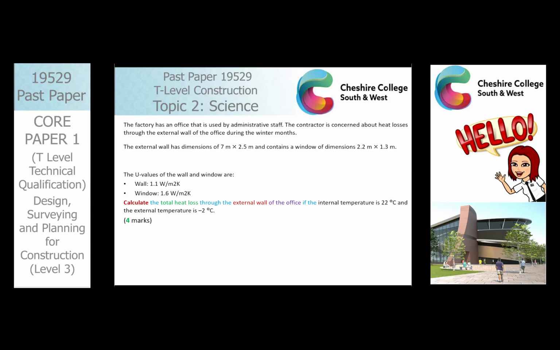Hi there. Looking at topic 2 science, here's a question. Looking at a factory with administrative staff. So a little office in there. There's heat losses through the external wall, so we're assuming the materials of the wall are probably not standardized or good enough for somebody to be sitting and trying to be comfortable in a sedentary space.